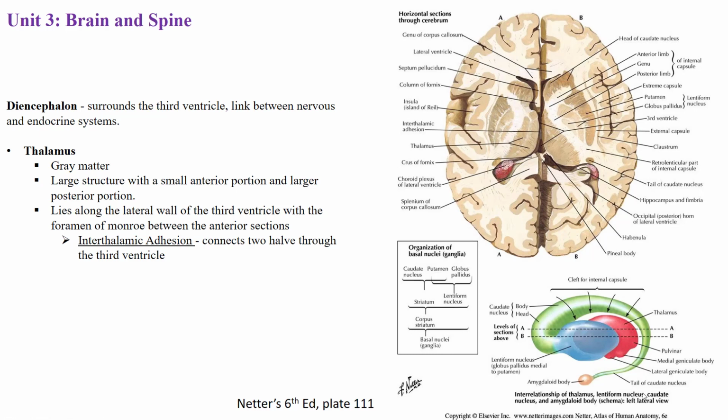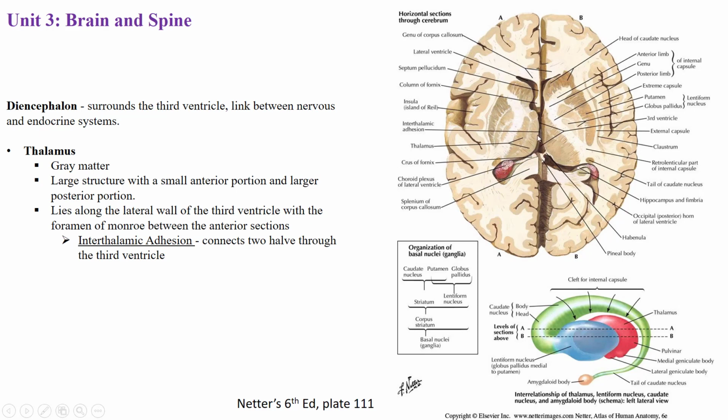So moving on to the diencephalon now. The diencephalon surrounds the third ventricle and it's the link between the nervous and endocrine systems. And as you remember, the third ventricle is here in a midline. It's a midline structure within an axial brain picture.